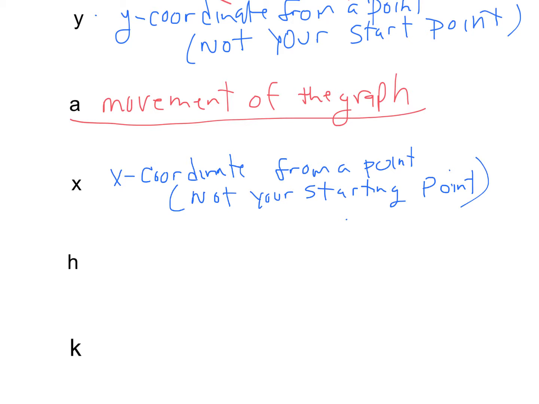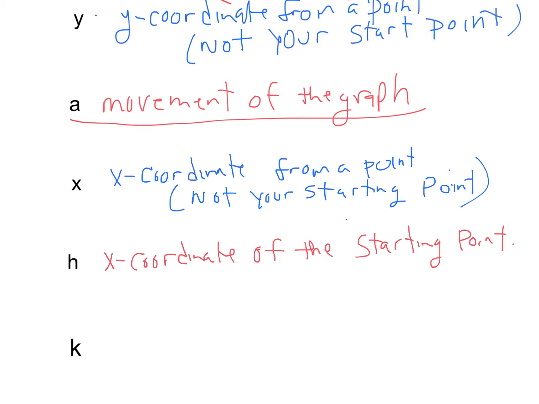Okay? The H. This is the X coordinate of the starting point. Okay? And the K is the Y coordinate of the starting point.